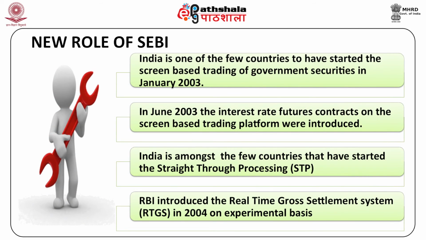India is one of the few countries to have started the screen-based trading of government securities in January 2003. In June 2003, the interest rate futures contracts on the screen-based trading platform were introduced. India is amongst the few countries that have started straight-through processing (STP). STP will completely automate the process of order flow and clearing and settlement on the stock exchanges.